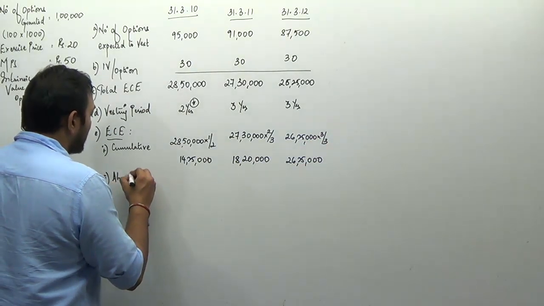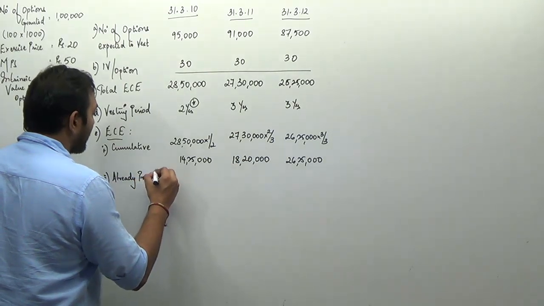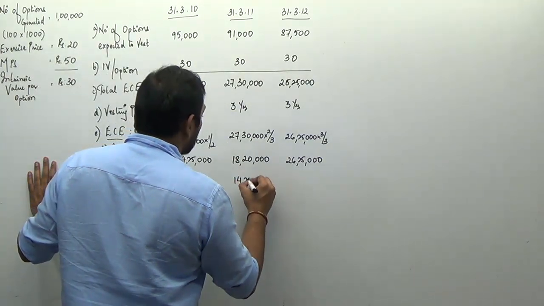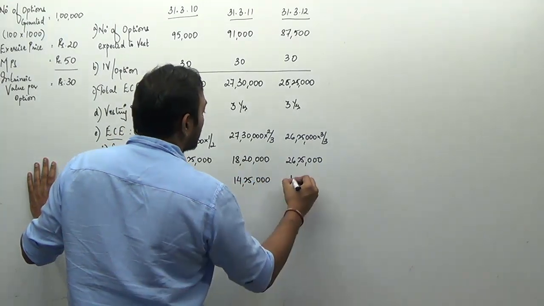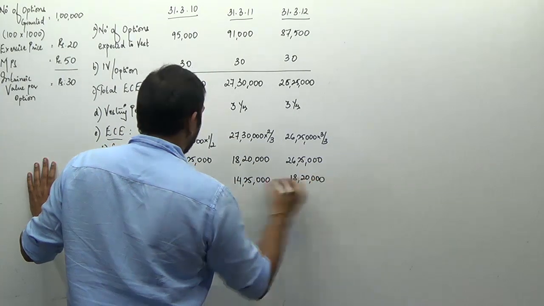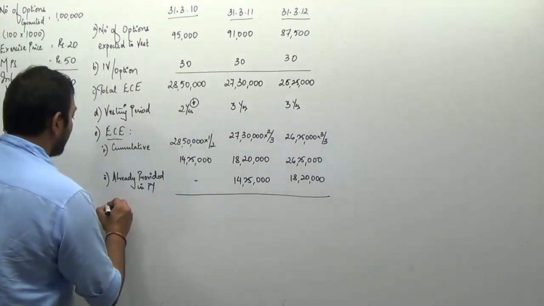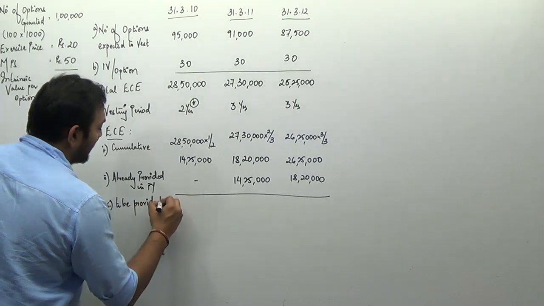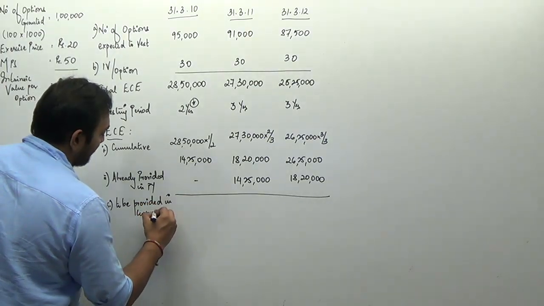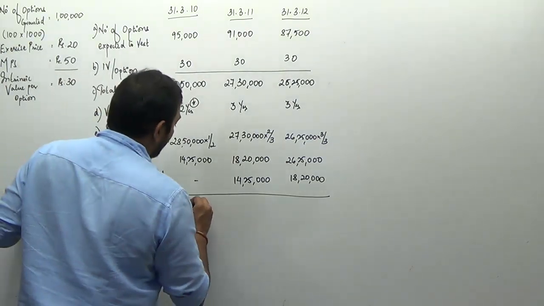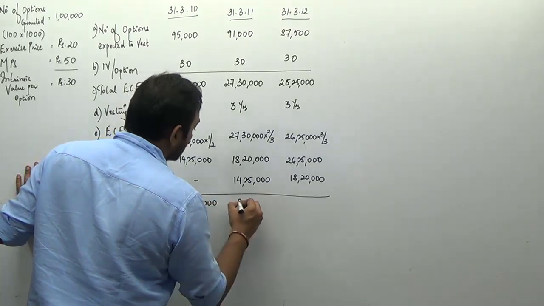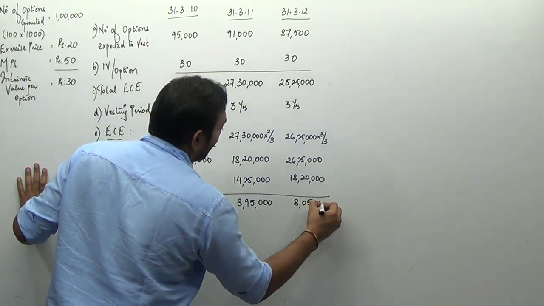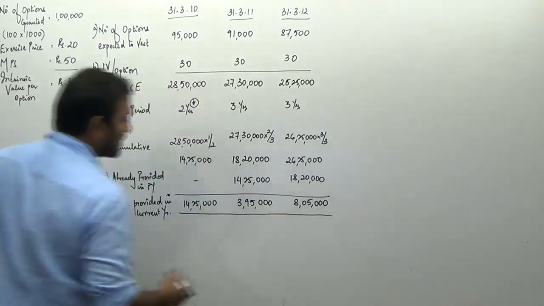26,25,000. ECE already provided in the previous year. First year nil. Second year he has already provided 14,25,000. Third year he has already provided 18,20,000. To be provided in current year: first year he has to provide 14,25,000. Next year he has to provide 3,95,000. And final year he has to provide 8,05,000. Check the calculation once.